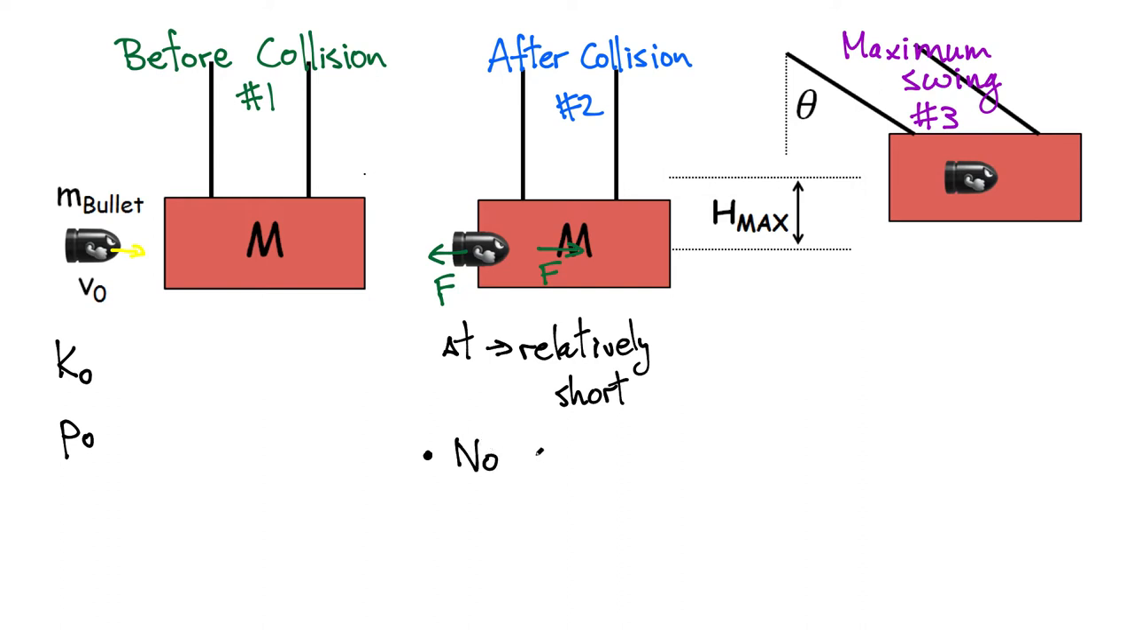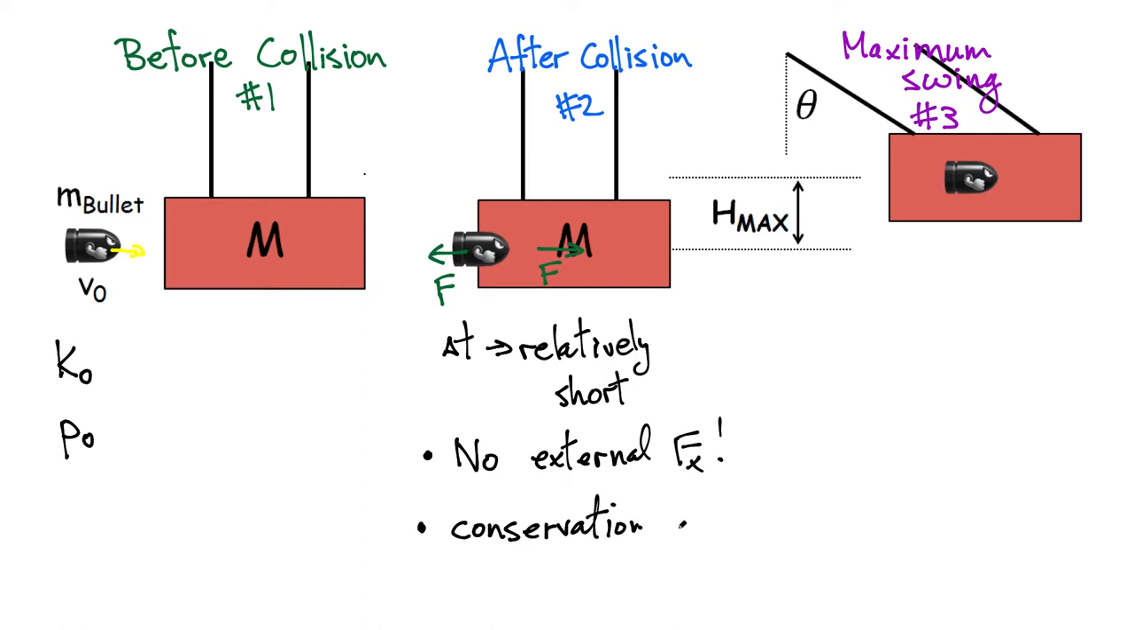Okay, so I'll say no external forces in the x direction. And that's really important because what that allows us to do is, if there's no external force in this x direction during the collision, it means that we have conservation of linear momentum.